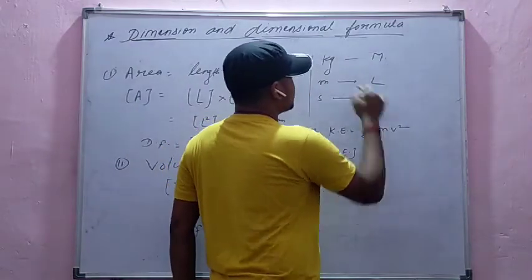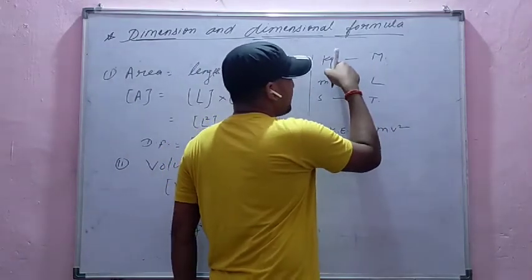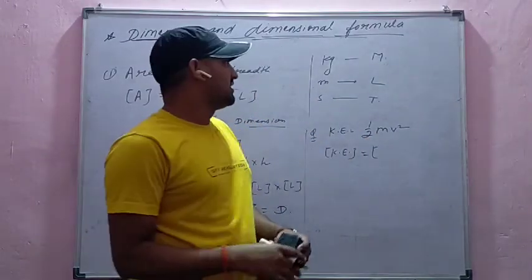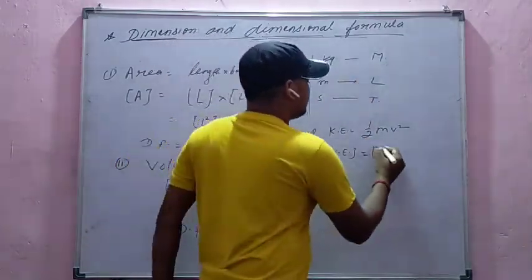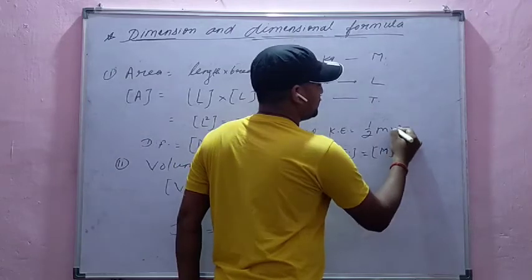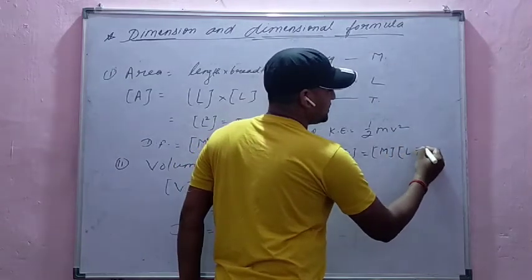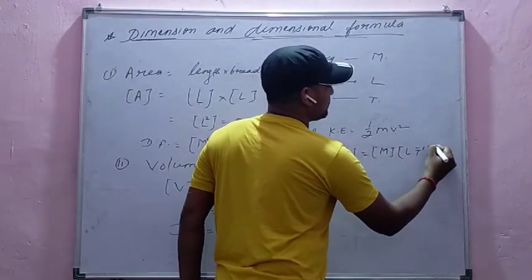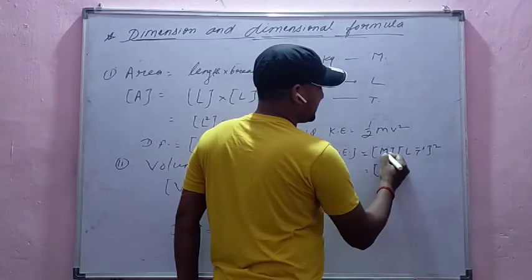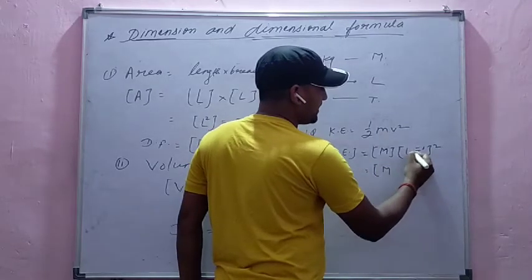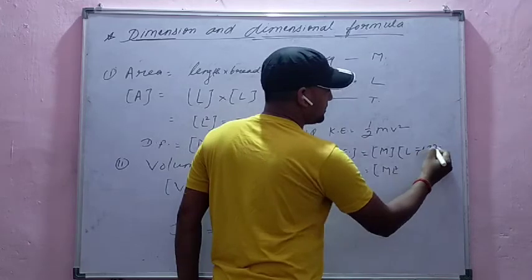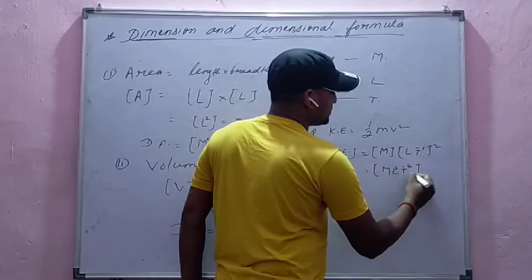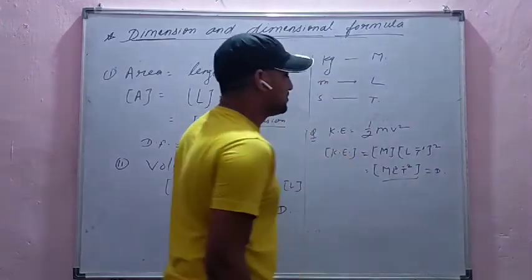Now, dimension of mass. What is the dimension of mass? Mass is measured in kg and the kg symbol will be M. Therefore, it is M. Dimension of v you can see in the book: LT minus 1. The square is what? M L square T minus 2. This will be the dimension.